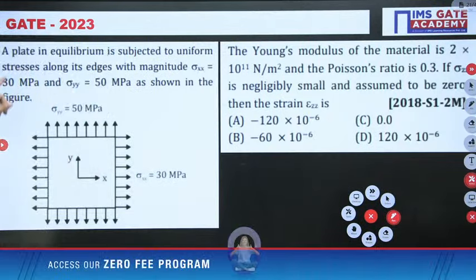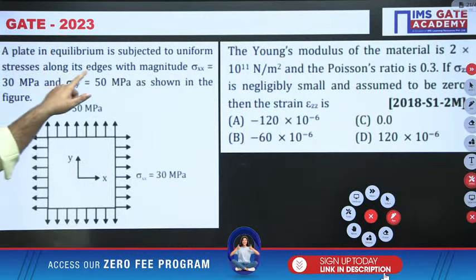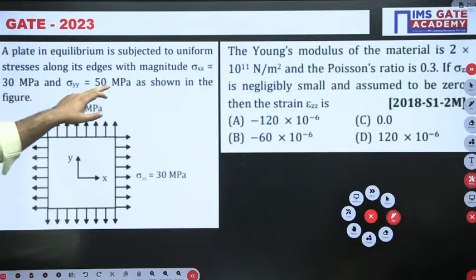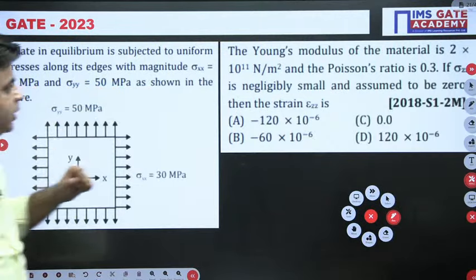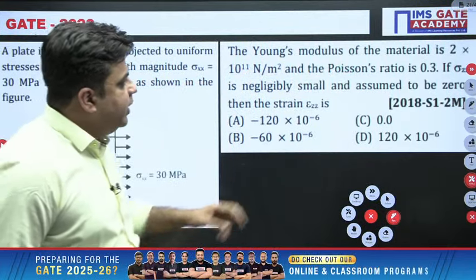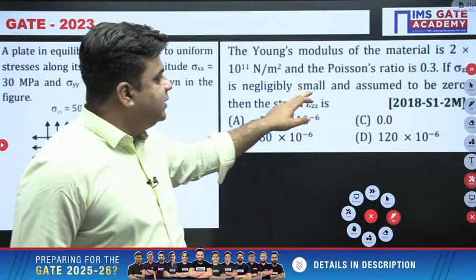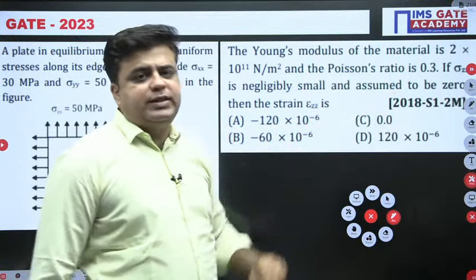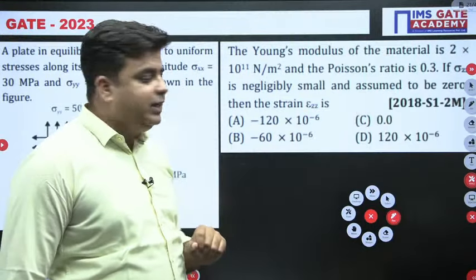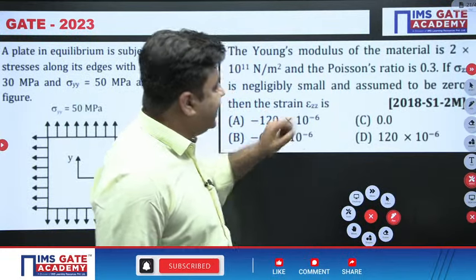The question says that the plate is in equilibrium and is subjected to uniform stresses along its edges, with magnitudes of sigma x 30 megapascal and sigma y 50 megapascal, as shown in the figure. The Young's modulus of the material is 2 into 10 raised to power 11 Newton per meter square and the Poisson's ratio is 0.3. If sigma z is negligibly small and assumed to be 0, so sigma z value is given to you as 0, then they are asking what is the strain in z direction.